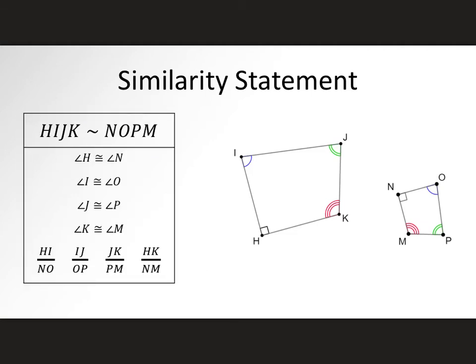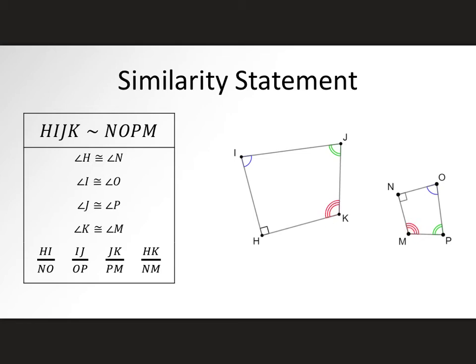And let's look at the diagram to make sure that everything matches up the way that we expect it to. So if H is congruent to N, well, H here has a right angle marker and N also has a right angle marker. So that lines up. That makes sense to me. I is congruent to O. I has one line. O has one line. All right, so far so good. J is congruent to P. J has 2 lines. P has 2 lines. Okay, that matches up. And then K is congruent to M. Okay, K is here and M is here.